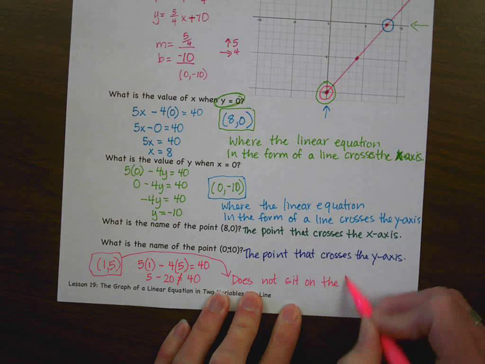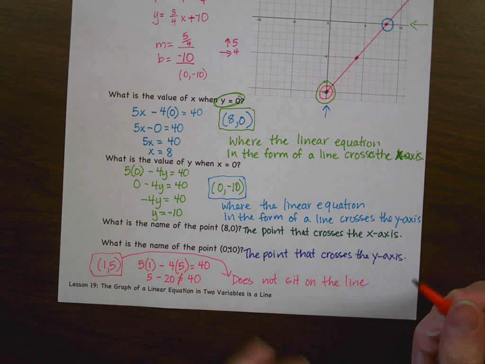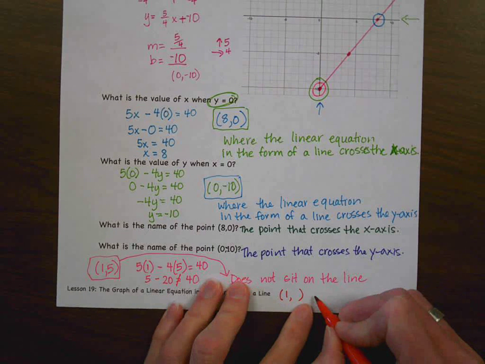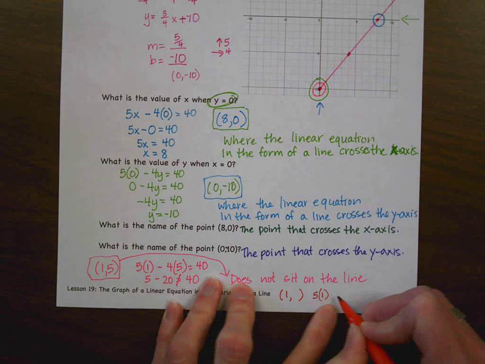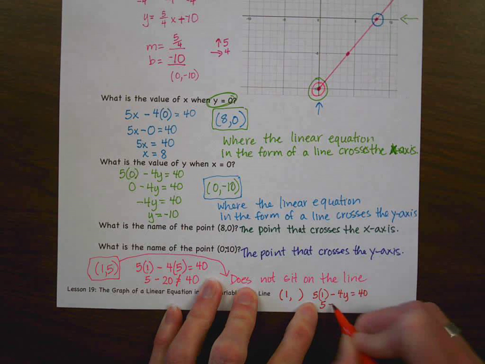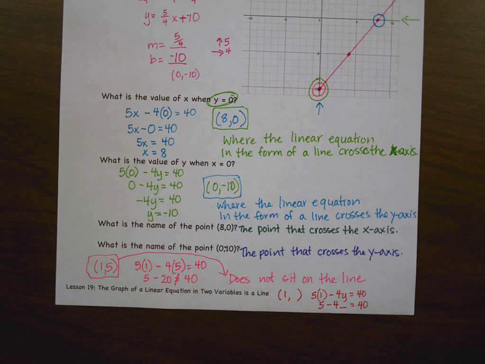So this point right here does not sit on the line. Okay, but could we find one that does without it being a coordinate of 0? And the answer to that question is yes. Okay, so my question is, where is the point that sits on the line if your x value is 1? So let's go with that for just a minute, and let's try it. If your x value is 1, then I want to know what would be the y coordinate that makes it work. So we know that it's 1, comma, something, so we're trying to figure that out. So we're going to say that 5 times 1 minus 4 times y equals 40. So I know that that's 5 minus a number, right? 4 times something equals 40.